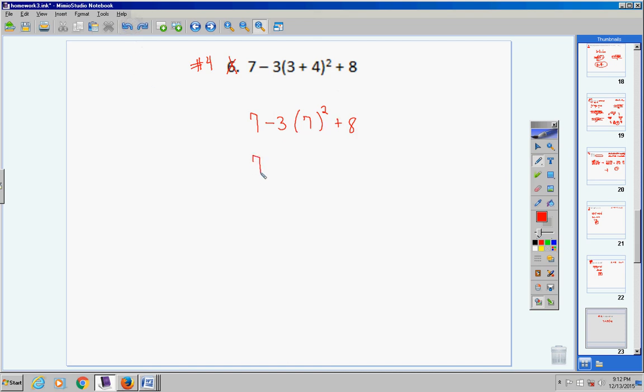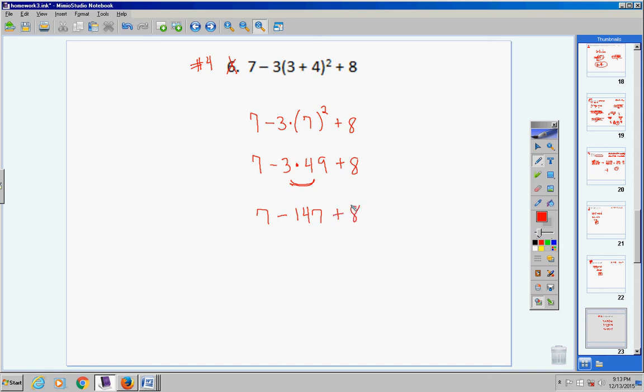So bring down your 7, bring down your negative 3. Don't forget that negative 3 is right next to the parentheses, so they're multiplying. So when you take the square of this, make sure you remember you're multiplying. 7 times 7 is 49, and then positive 8. Now, next you do all multiplication and division. Well, I see a multiplication problem here. So a negative 3 times a positive 49 is a negative, let's see, 27, carry your 2, 147. Then bring down your positive 8.